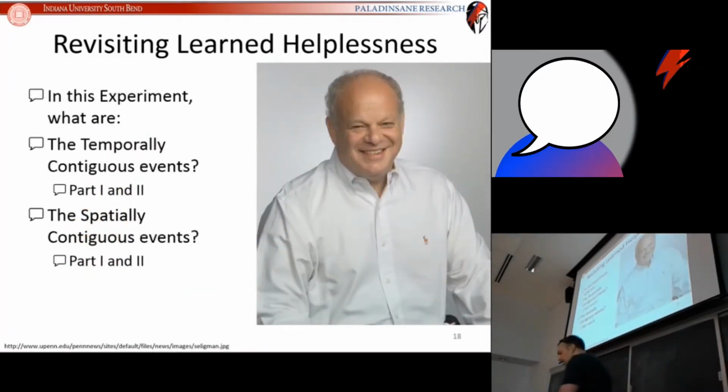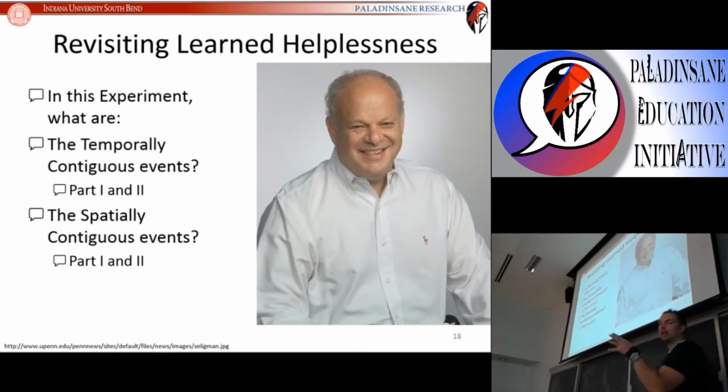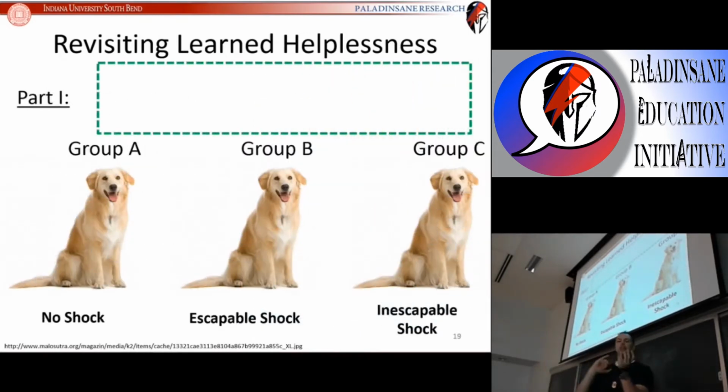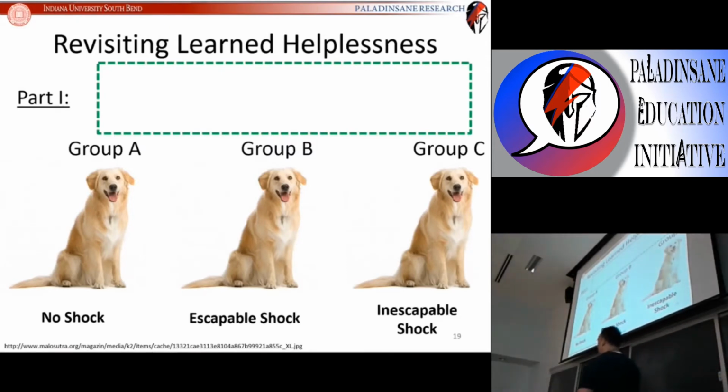All right, so for part 1 and part 2, what are the temporally contiguous events? Events that occurred very close together. And what are the spatially contiguous events? Events that occurred very close in space. So close together in time for temporally, close together in space for spatially. So in part 1, temporal contiguity, what 2 events had high temporal contiguity?